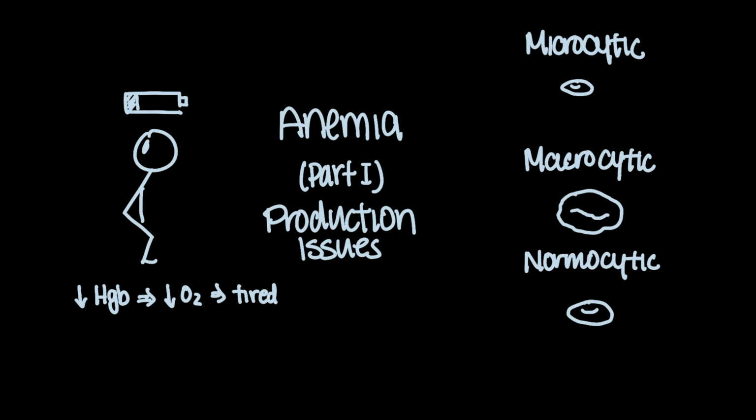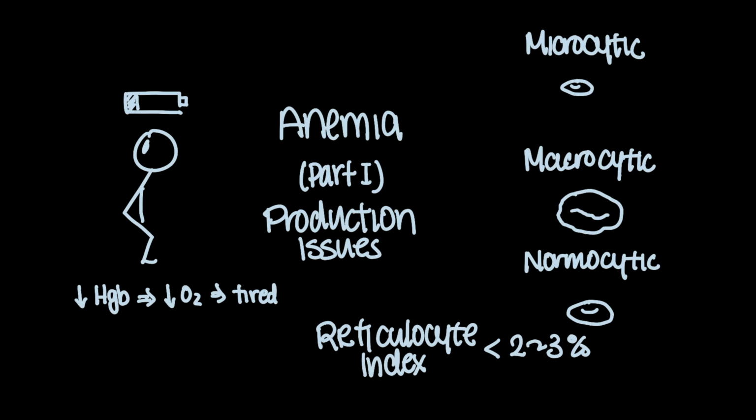So again, to summarize, anemia is overall a decrease in oxygen carrying capacity because of a decreased amount of hemoglobin in our blood, and that can make us feel very tired. But in any case, one of the key tools to start evaluating states of anemia is using something called the Reticulocyte Index, which tells us whether or not there are any production issues going on. And if there are, then we can further investigate whether or not it's a microcytic problem, a macrocytic problem, or a normocytic problem.